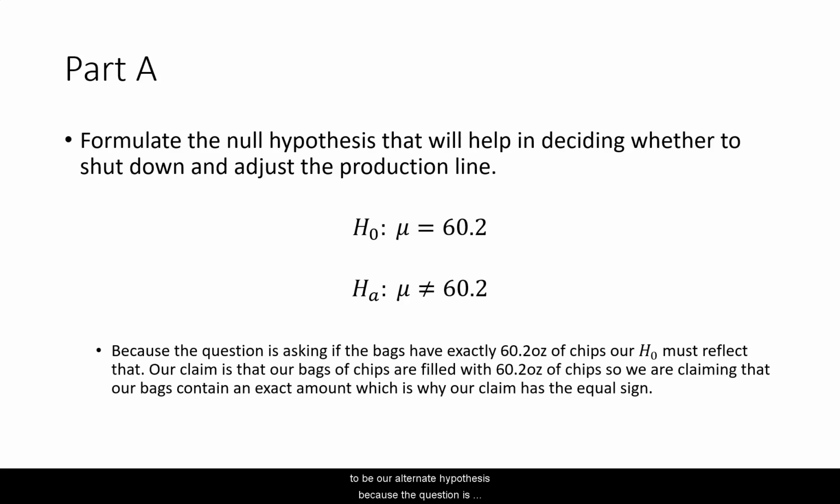Because the question is asking if the bags have exactly 60.2 ounces of chips, our null hypothesis must reflect that. Our claim is that our bags of chips are filled with 60.2 ounces of chips, so we are claiming that our bag contains an exact amount, which is why our claim has the equal sign instead of a greater than or equal to or less than or equal to sign. Because we're claiming an exact number, that is why our claim has the normal equal sign.